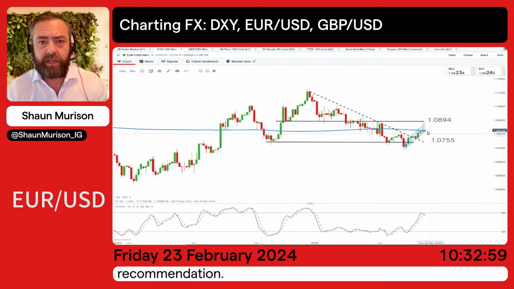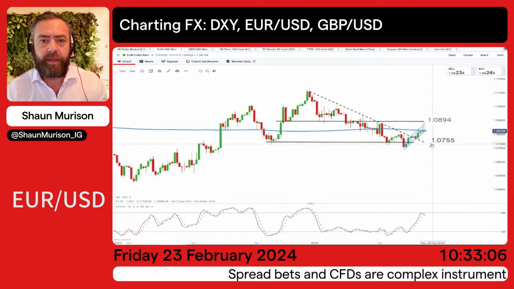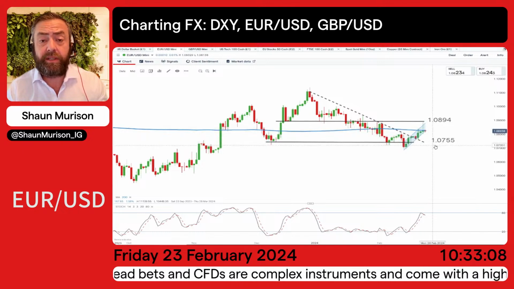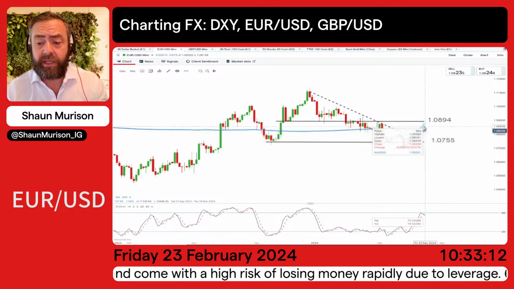And of course, we don't catch falling swords. We want to see the price moving towards those levels. If you're looking for a long, wait for the price to tick back up and show that it's stopped falling and is changing direction. So we're looking for a bullish reversal pattern if we get this downside breakout.